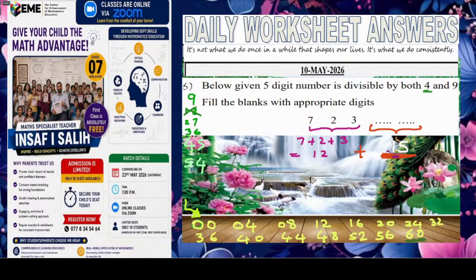Like 60, after 60 was the next multiple of 4. 64. After 64 comes 68. 72. 76. 80. 84. 88. 92, 96. Alright, I have written down all the 2-digit multiples of 4. Out of these multiples of 4, which give us 15 when the digits are added?